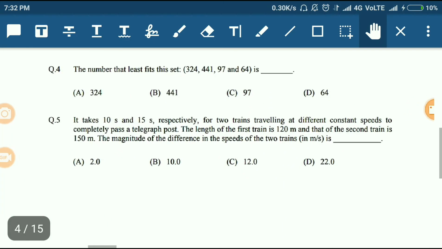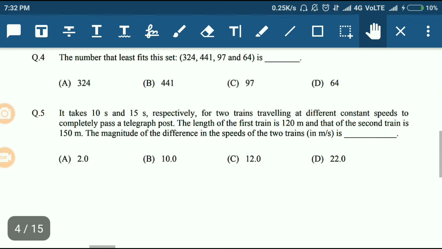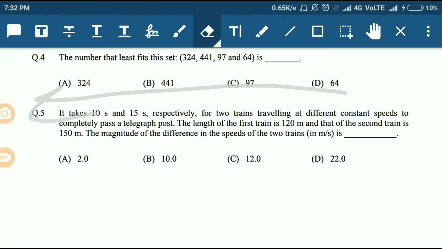Next question, it takes 10 seconds and 15 seconds respectively for two trains traveling at different constant speeds to completely pass a telegraph post. For a train to pass a telegraph post, the distance it covers is equal to the length of the train. So length of first train is 120 meters and the second train is 150 meters. The lengths of the trains are given. The magnitude of difference of speed of the two trains is.